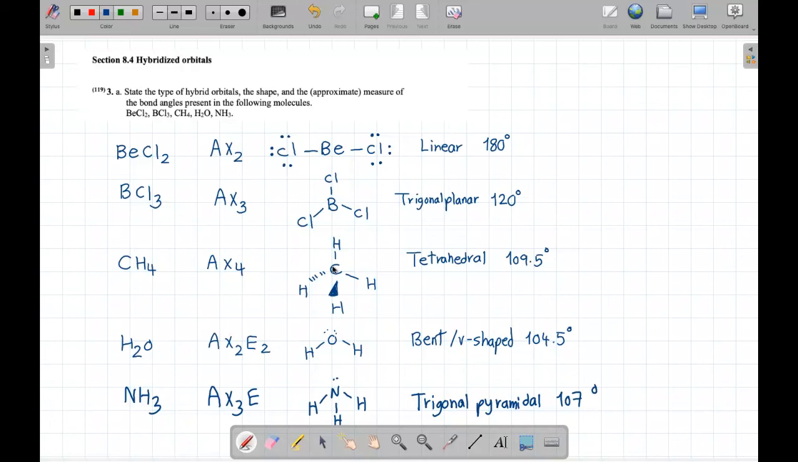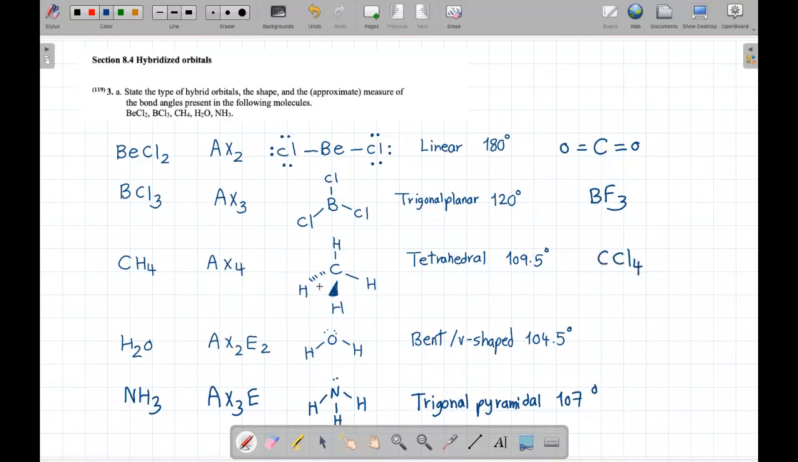What should I do by this, mister? I should memorize anything that's AX2. So if I have CO2 also, it's still linear. AX3, so if I have BF3, one central and 3 around it, no lone pair of electrons, only bond pairs, it is trigonal planar, and the angle has to be memorized.